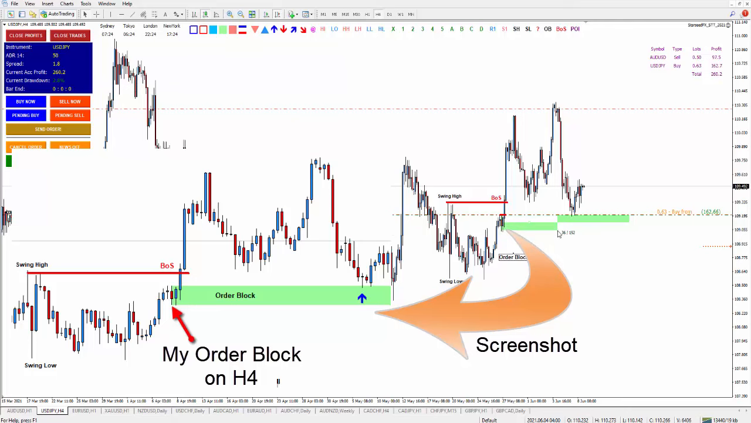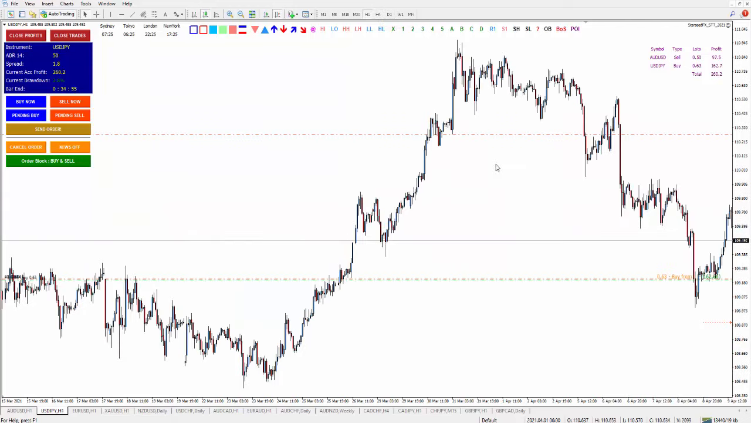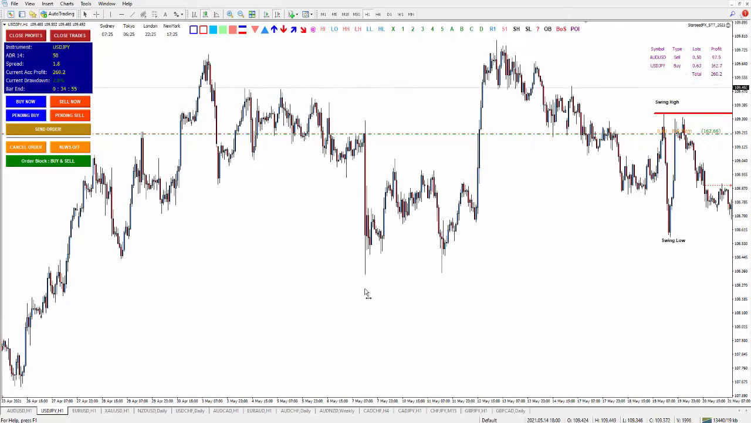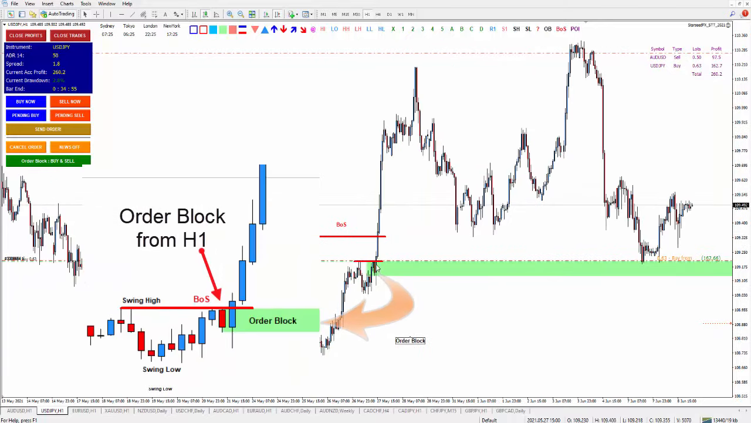Okay, and then when I go to H1, after I find out there is the order block here, once you find an order block on a higher time frame, you can go back to a lower time frame. You can refine your order block for a smaller stop loss. In this case, this is my order block. You see, before my order block was big, probably over here from H4, and this is from H1.